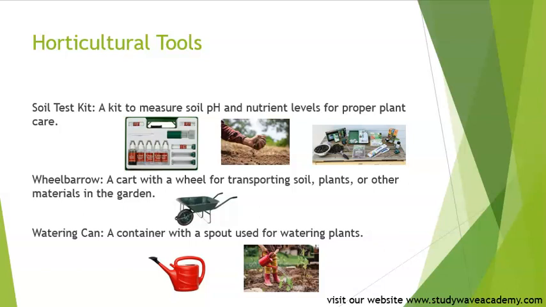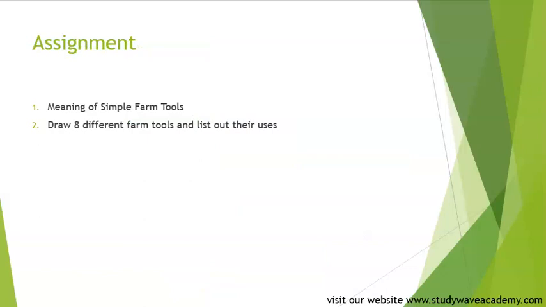In today's lesson, we have talked about the meaning of simple farm tools, right? And we also talked about the different farm tools we have. We have also talked about the tools used for gardening, right? Good. So we understood today's lesson. That's good. So we are going to be moving over to our assignment. I'm sure we are going to be able to do it, right? That's good.